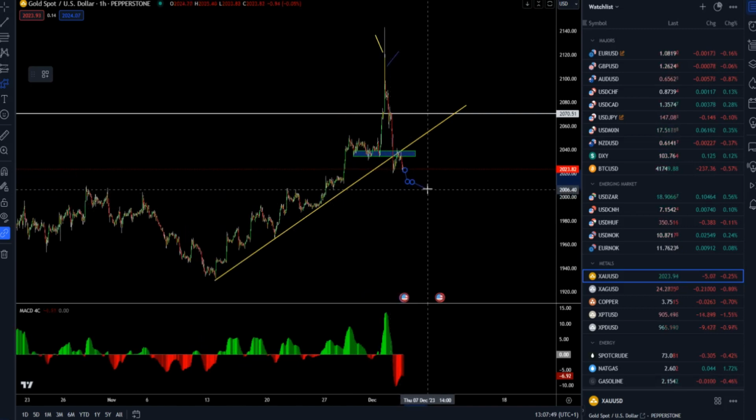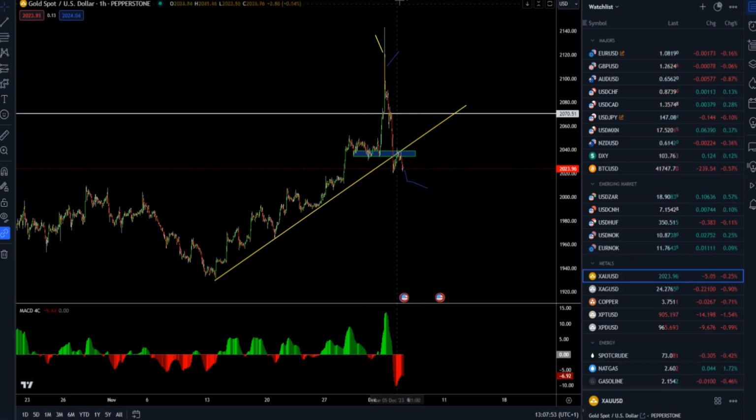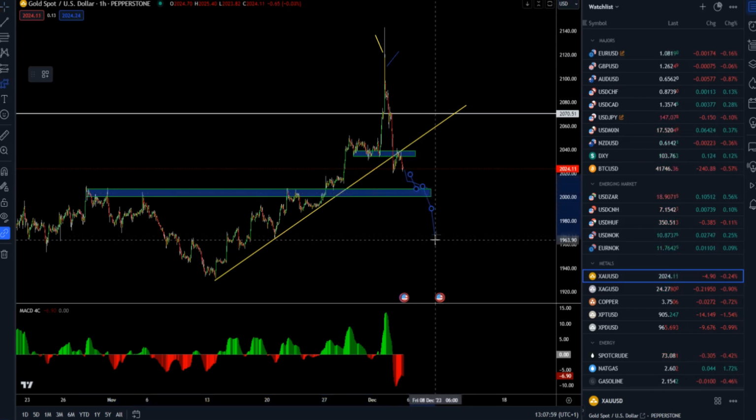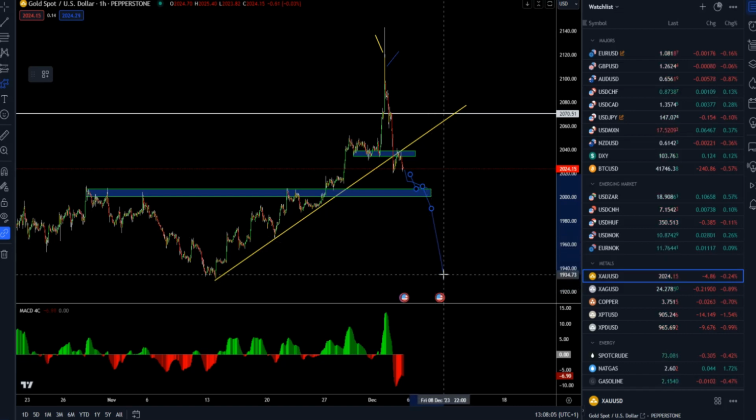So we have the level around the 2007 mark. This is the area of the previous swing high, so the 2007 mark, and if there is even bigger supply, we can maybe see the whole downside move towards the 1965 or even 1930 mark.